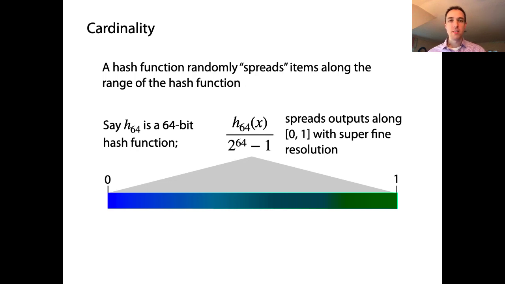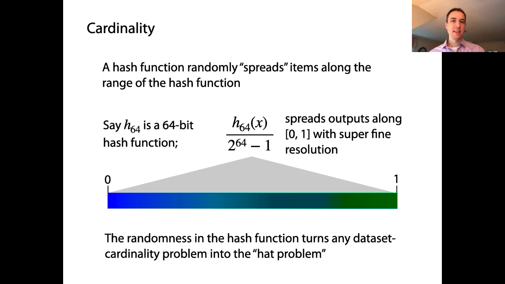So now this is essentially the hat problem, but where the numbers on the cards correspond to the slots in the range of the hash function. Or now we've turned it into thinking of it more continuously as being between 0 and 1. But because there's randomness in the hash function and it's spreading things out randomly, then we can think of it as like the n cards that are in my hat, right? As a random subset of the universe being what we have. So the randomness in the hash function is what turns any dataset cardinality problem into the hat problem.